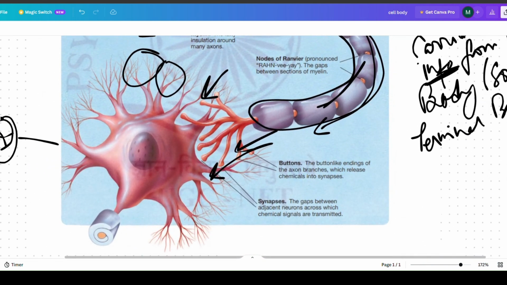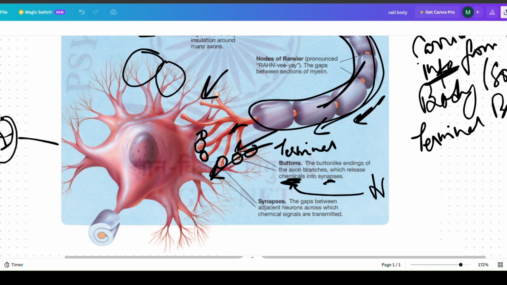Now that we have talked about terminal buttons, let's see what these are. So these are the terminal buttons. What does a terminal button do? When these messages travel downwards from the cell body through the axon, they reach the terminal button, and it secretes a chemical into the synapse. We'll talk about the synapse in a second, but these chemicals are actually neurotransmitters.